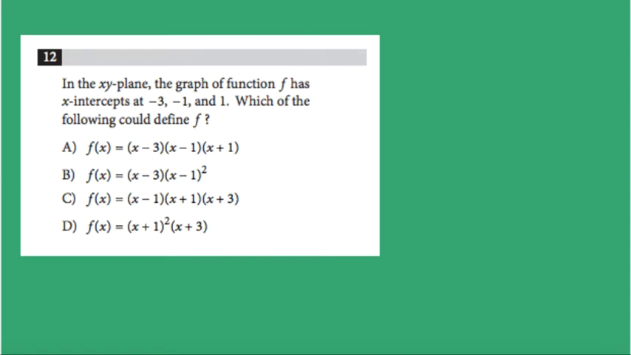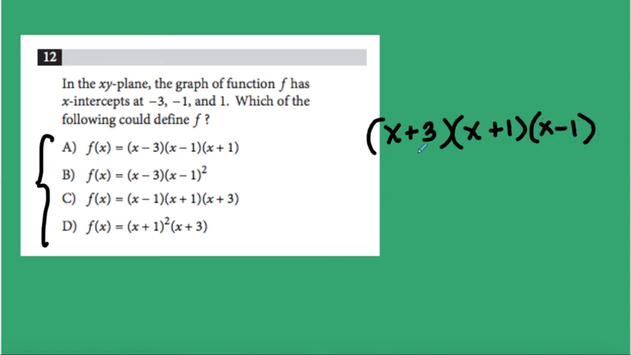So hopefully you're seeing it really is not that hard of a concept, but you really have to think about the word. All right, here's a typical problem on the SAT. In the xy plane, the graph of the function has x-intercepts -3, -1, and 1. Which of the following could define f? So basically, it's just asking you which of these is a possible equation. So take your x-intercepts and write them as factors. So x minus 3 would have to be written as x plus 3. X minus 1 would have to be written as x plus 1. And 1 would have to be written as x minus 1. So I took my x-intercepts, I wrote them as factors, and I made it a function. And so I would be looking for C as my answer.